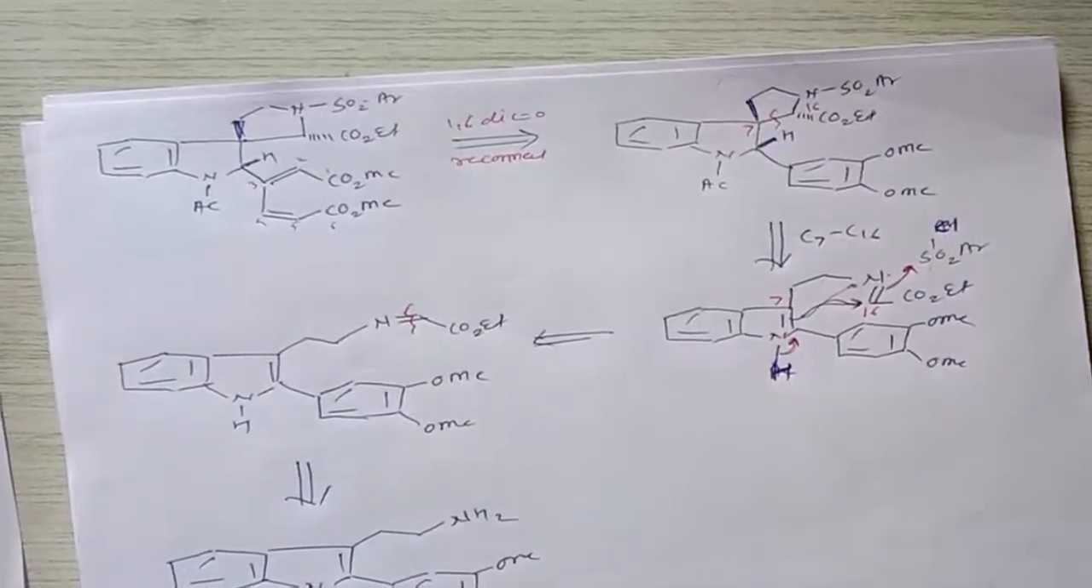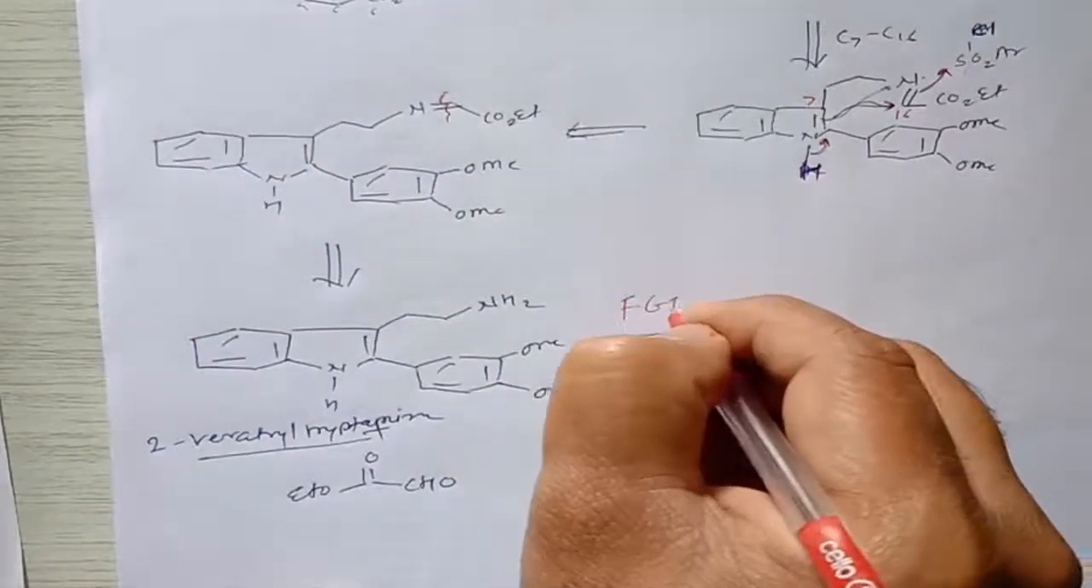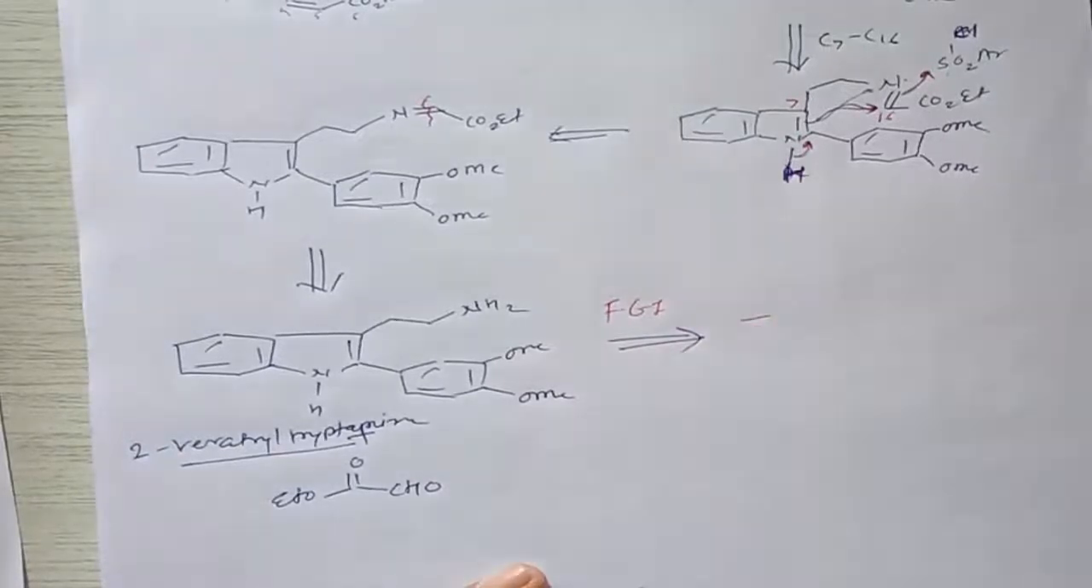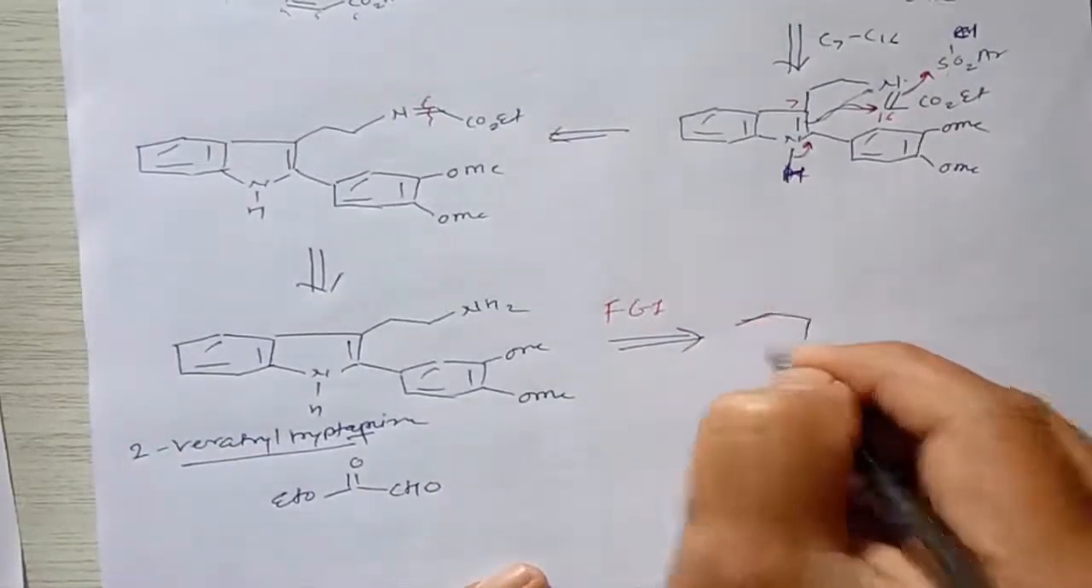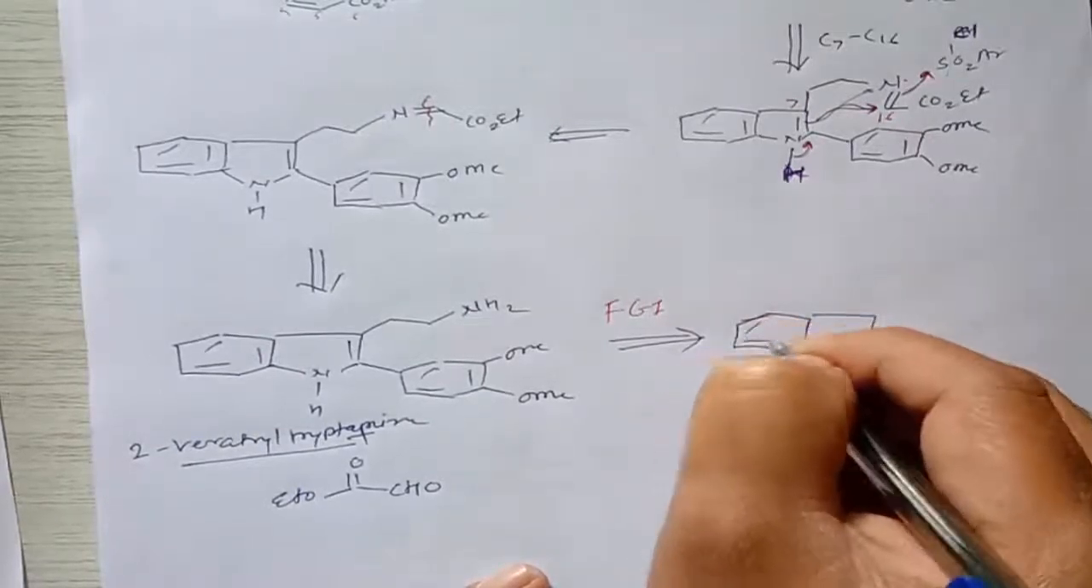Then this molecule is called 2-veratryltryptamine. It is called 2-veratryltryptamine. So this molecule is called a 2-veratryltryptamine. Now in the next step, we do a functional group interconversion. We can convert this molecule and we get a molecule like this. So this aromatic ring, we can call this a tryptamine.